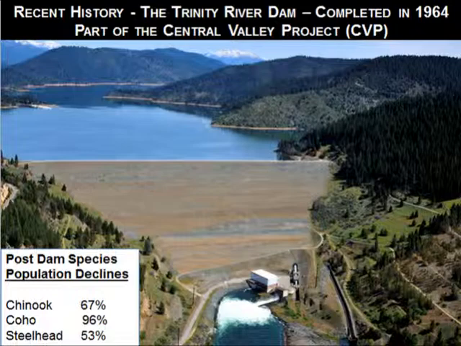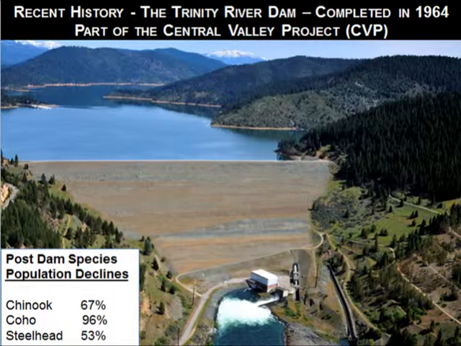A little bit about the history of the Trinity. In 1964, the Central Valley Project was completed, and the Trinity Dam and Lewiston Dam were installed, with 90% of the Trinity diverted through to the Sacramento Valley for 40 years. You can see in the corner the population decline of the Chinook, coho, and steelhead salmonid species.